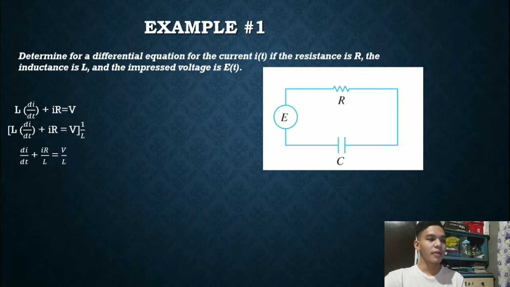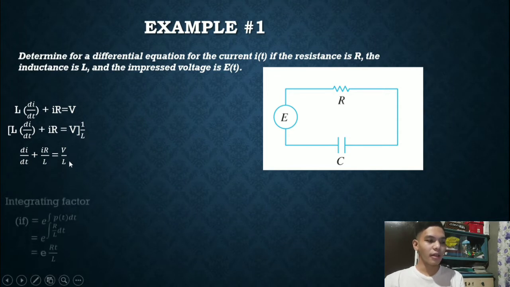First, by Kirchhoff's second law, the second law states that the voltage total of a circuit is equal to the sum of each voltage drop of the components present in the circuit. Hence, we can use that L times di over dt plus IR equals V. Then we multiply it by 1 over L to cancel the L to get us a linear differential equation. Our differential equation now is di over dt plus IR over L equals V over L.